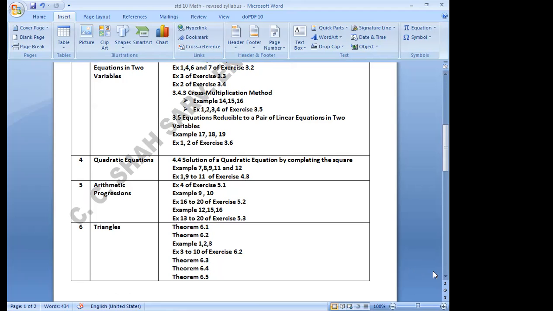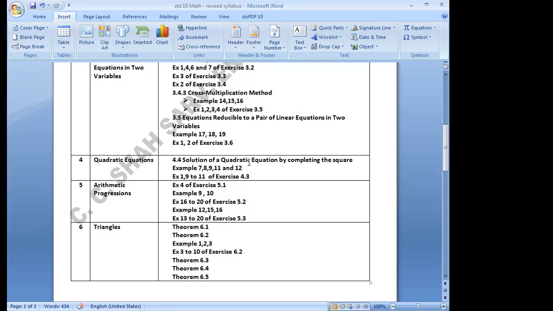One more thing before starting this, that is included: 4.5, page number 88, same chapter, chapter number 4. 4.5, nature of roots is included, in which page number 89, example 16, example 17, page number 90, example 18, and exercise 4.4, all the sums are included in the examination. Again, page number 88, 4.5, nature of roots. In that, example 16, example 17, example 18, and exercise 4.4 are included. Means only these things are excluded from this chapter.